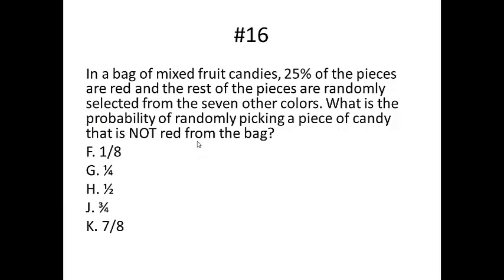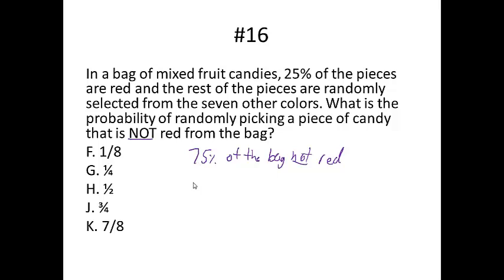Okay, number 16, in a bag of mixed fruit candies, 25% of the pieces are red, and the rest of the pieces are randomly selected from the 7 other colors. What is the probability of randomly picking a piece of candy that is not from the red bag? Okay, it nicely gives us that there are 7 other colors, but big whoop, really. 25% of the bag is red, which means 75% of the bag is not red. So if 75% of the bag is not red, my chances would be 75%.